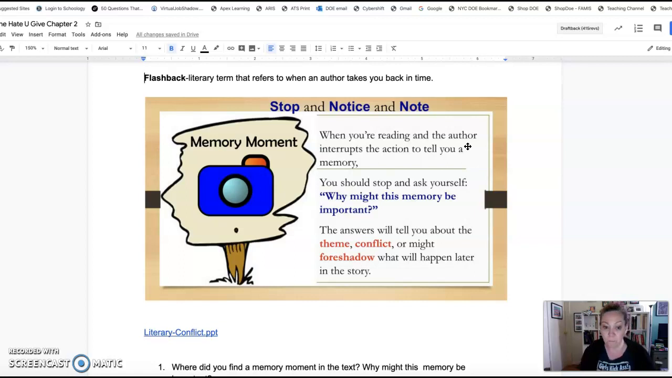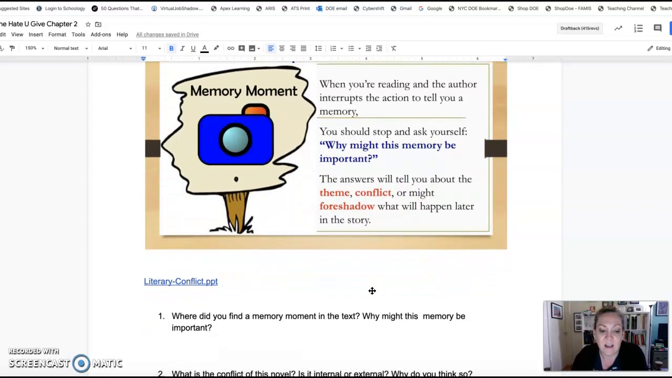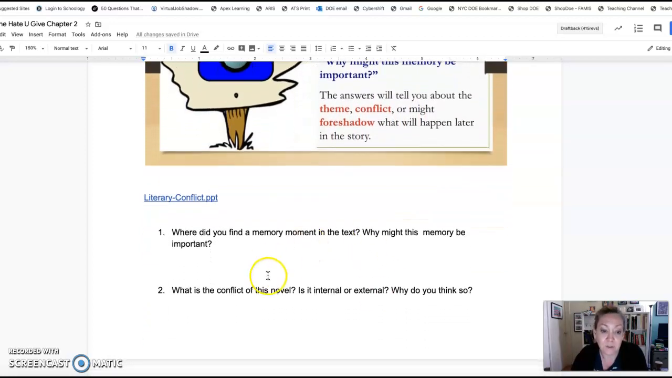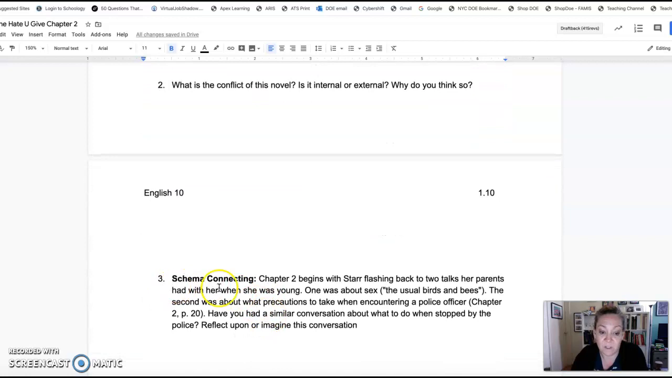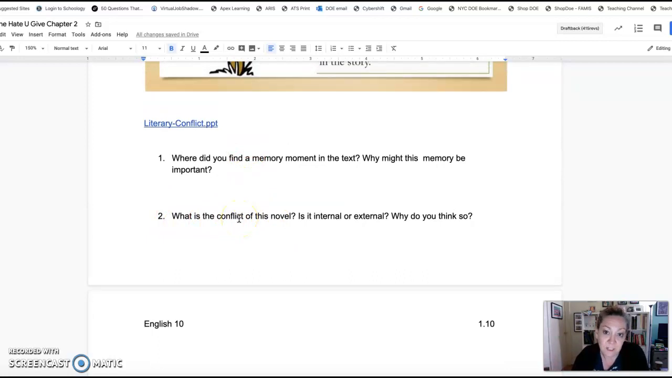And the thing about the memory is it's often going to tell you about the theme, the conflict, or it might foreshadow what's going to happen next. Okay? So after you get the lesson, after you've read the chapter, you'll answer these 3 questions. One is a schema connecting question, which is connecting you to your own experience. The other 2 you should be able to answer after you finish this lesson.